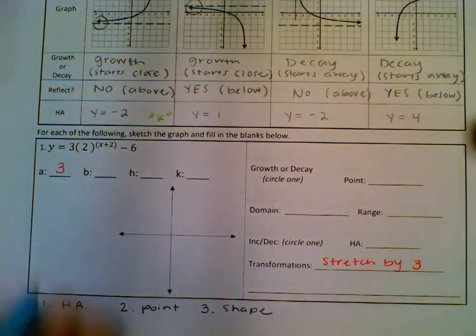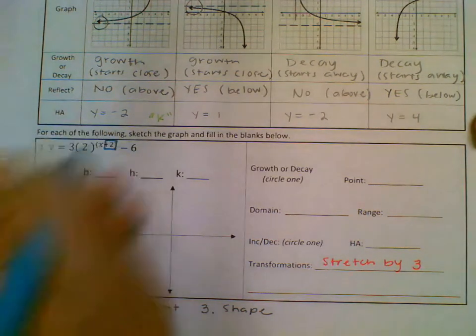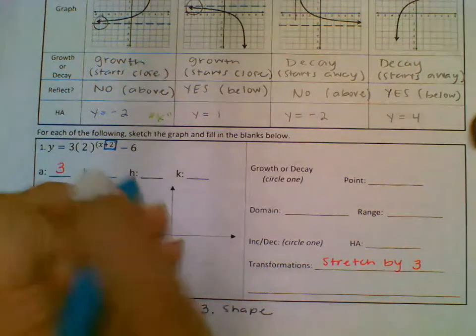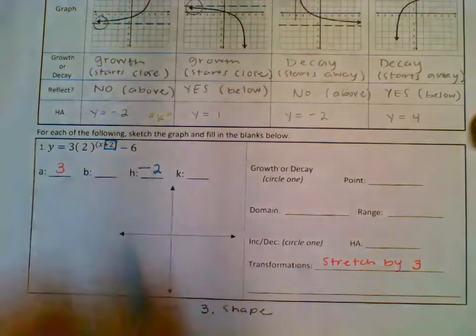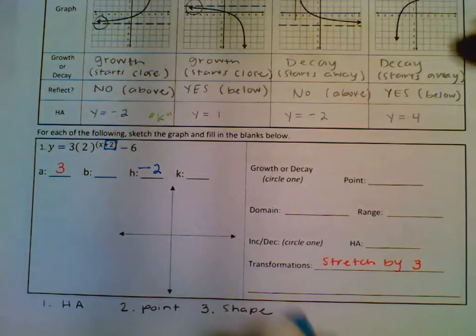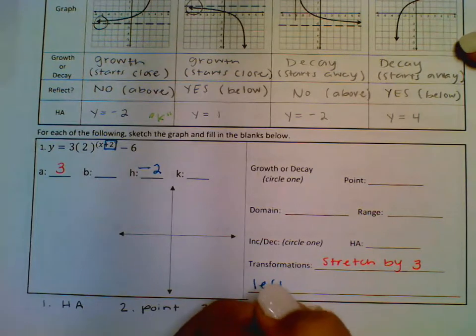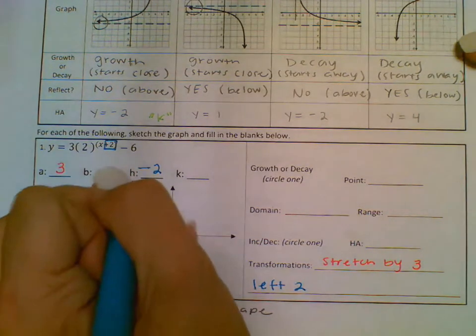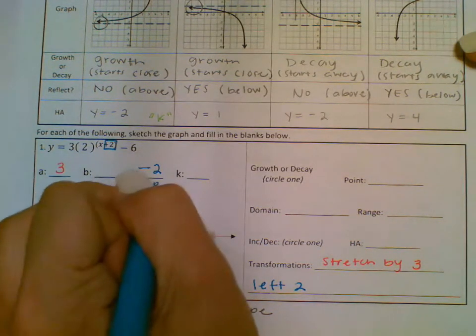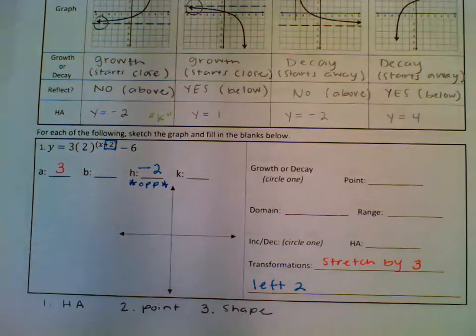The H value here is +2. So the H is the opposite of that, making it -2. It shifts the graph to the left 2. Remember, this is always the opposite.